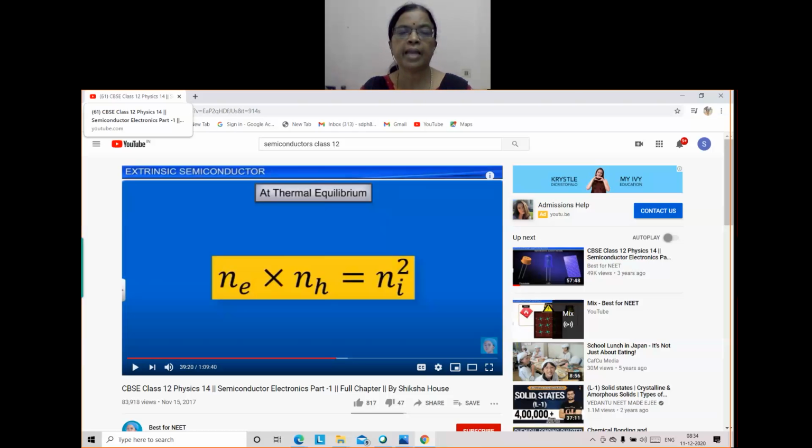And in n-type, which are the majority charge carriers? Electrons. Very good. In n-type, electrons are the majority charge carriers and holes are the minority charge carriers.